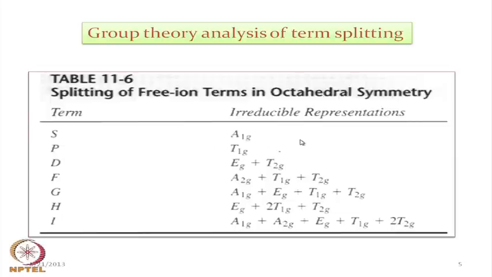So, in all these cases we have some similarity. Whatever the term, whether it is S or I, we can have only the A term, E term and T term, that is, singlet, doublet and triplet cases. Beyond that we do not have anything which is degenerate beyond a triplet state.